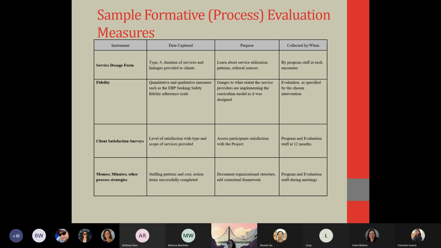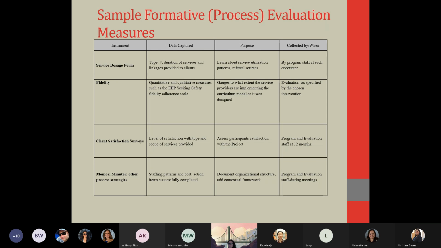Okay, so here's a sample of some formative process evaluation measures. These measures were used in a SAMHSA grant that served adults diagnosed with a substance abuse disorder. They were re-entering the community after being involved in the criminal justice system. So as you can see, the service dosage form, this is obviously quantitative, right? Because it's capturing the type of data, the number, duration of services, and the linkages provided to clients.